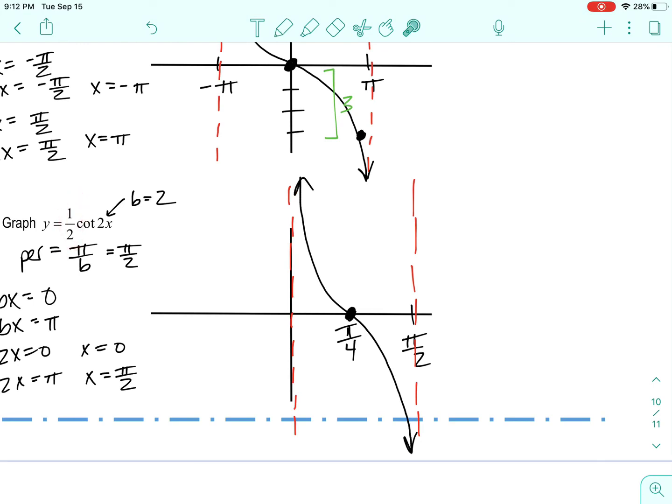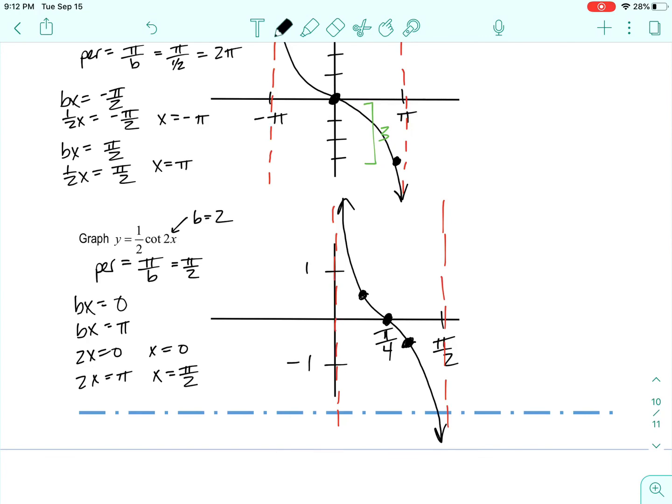How do you use this 1/2? Technically, if this is 1 and this is -1, that means my ordered pairs are actually at 1/2 and -1/2. And that's how you use that amplitude number.